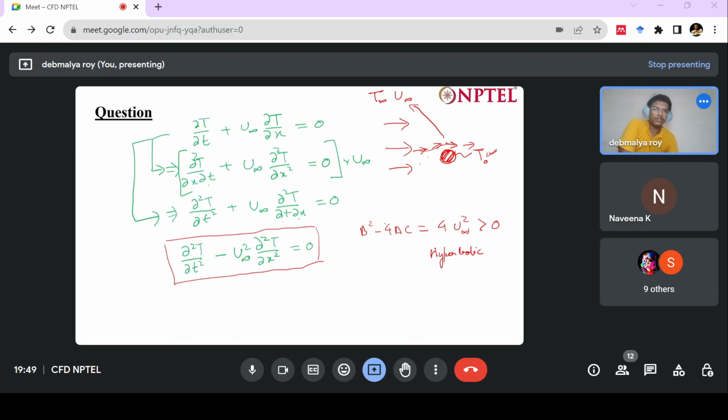Okay, are you getting my point? Yes, yes, sir. So this is basically velocity at a far away location, or a background velocity. We sometimes like to refer to it as a background velocity as well. Okay.